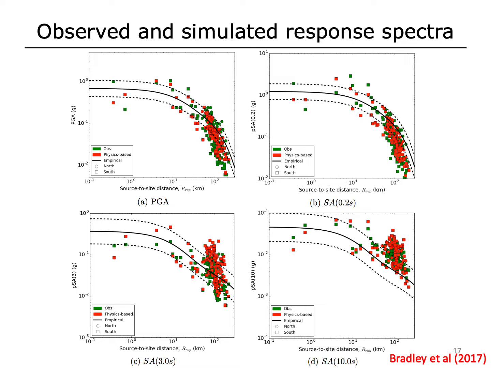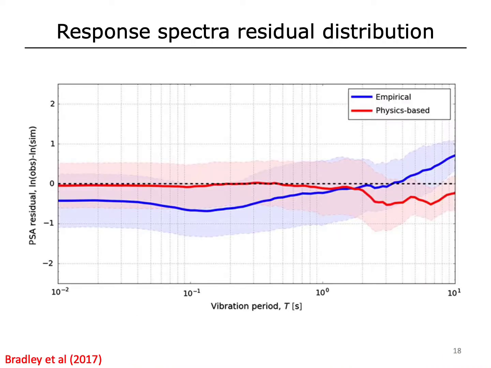So for each observation simulation pair, we can take the logarithm of the ratio, and that's typically what we refer to as the residual, and then plot the distribution of those residuals as a function of spectral acceleration vibration period.